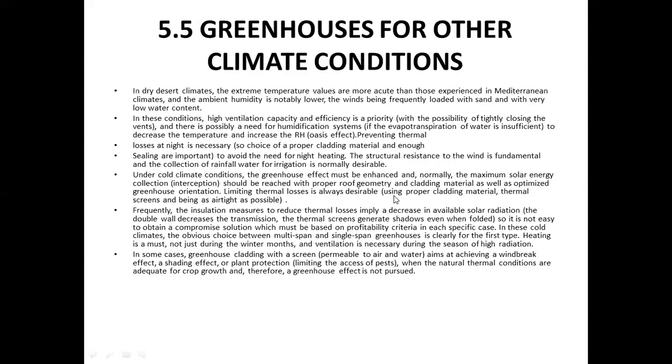Under cold climate conditions, the greenhouse effect must be enhanced, and normally the maximum solar energy collection should be reached with proper roof geometry and cladding material as well as optimized greenhouse orientation. Limiting thermal losses is always desirable, using proper cladding material, thermal screens, and being as airtight as possible. Frequently, the insulation measures to reduce thermal losses imply a decrease in available solar radiation. The double wall decreases the transmission. The thermal screens generate shadows even when folded. So it is not easy to obtain a compromise solution, which must be based on profitability criteria in each specific case.